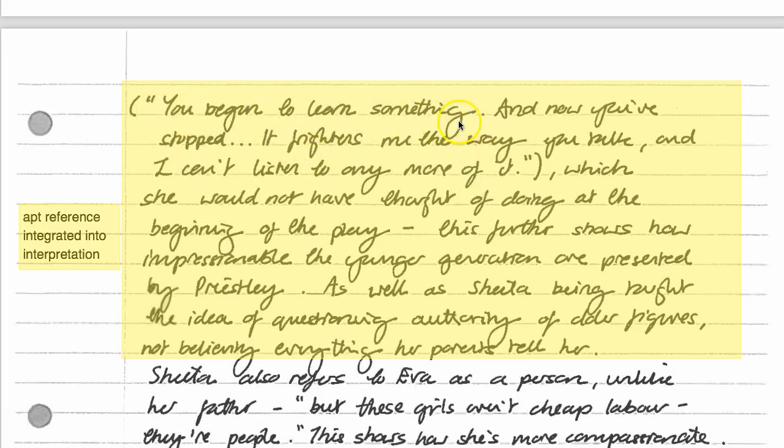You began to learn something and now you've stopped. It frightens me the way you talk, and I can't listen to any more of it.